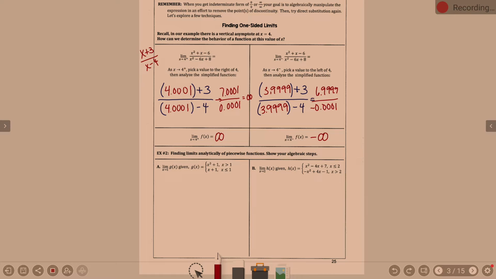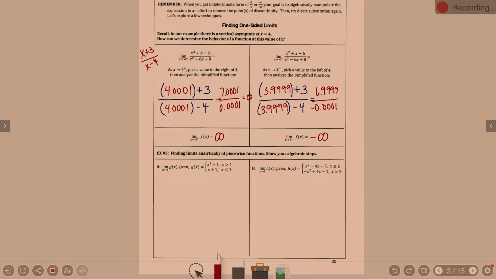Okay, let's look at example 2. Finding limits analytically of piecewise functions. Show your algebraic steps. So, the limit as x approaches 1 of g of x, given that g of x is the following piecewise function. It says x approaches 1, and what do you notice about 1? 1 is that break point, isn't it? So it's a piecewise function, meaning there's two different pieces doing two totally different things possibly, but on one side it's one equation, on the other side it's the other equation.